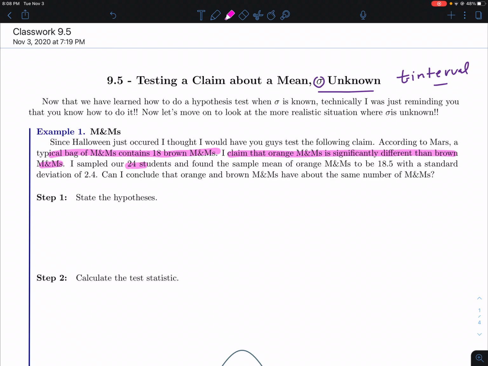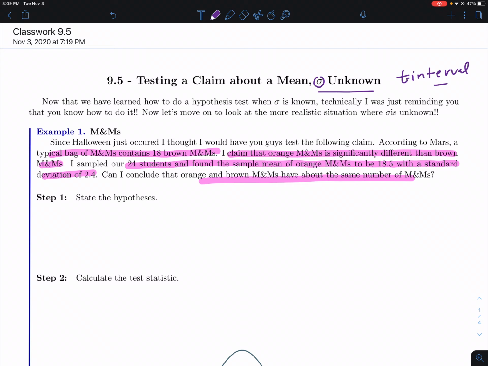I sampled our 24 students and found the sample mean of orange M&Ms to be 18.5 with a standard deviation of 2.4. Can I conclude that orange and brown M&Ms have about the same number of M&Ms? So let's find out. Who knows?